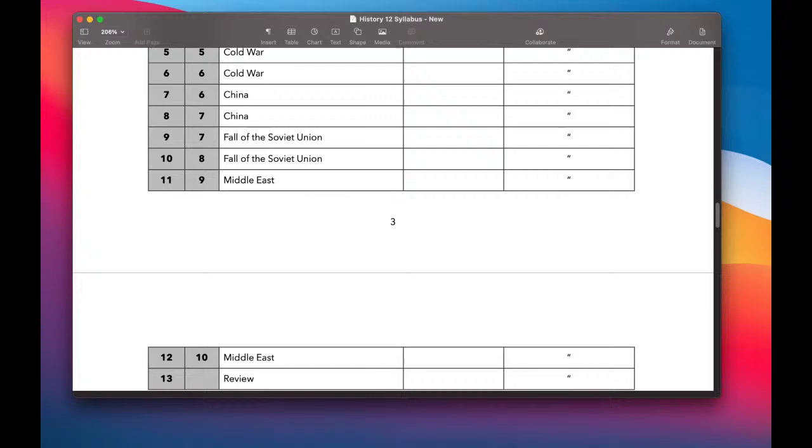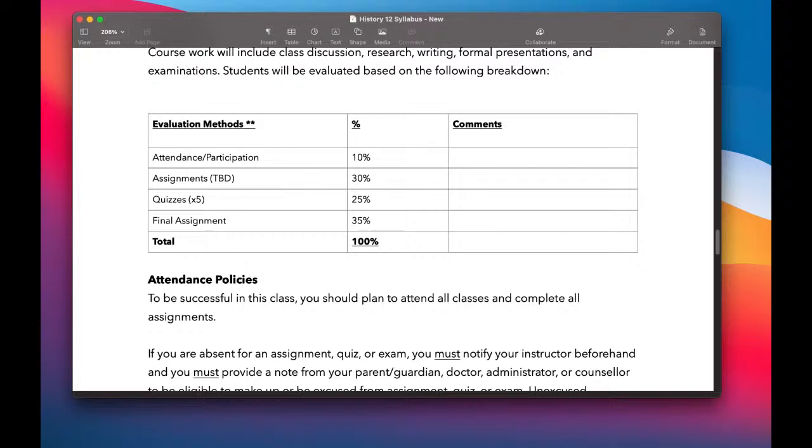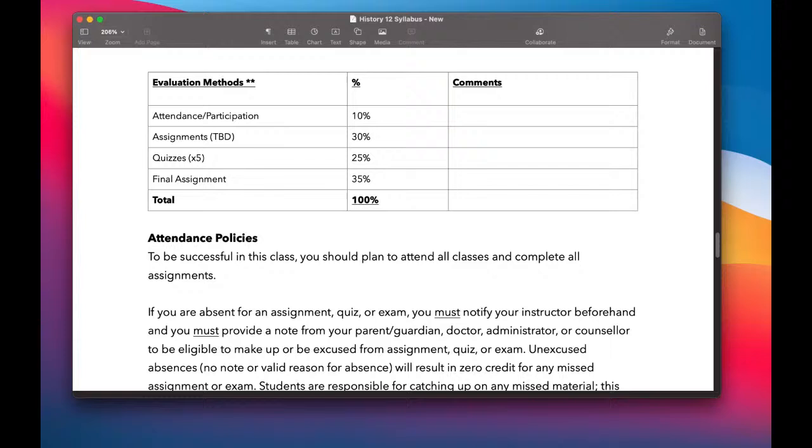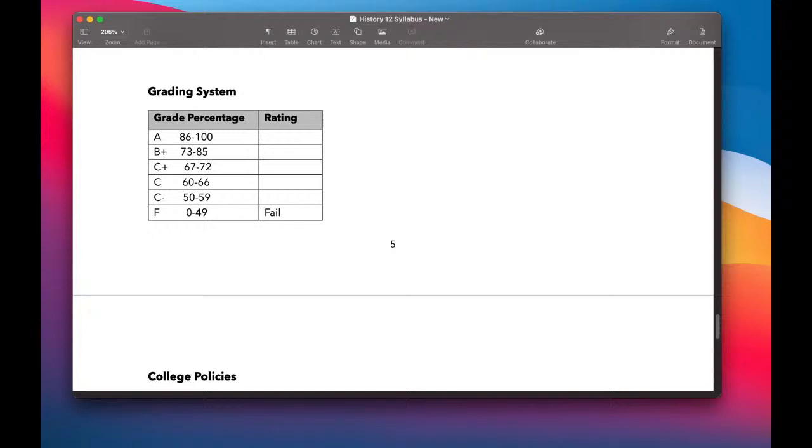Again, that will change. And then I had the evaluation methods here, so your attendance and participation was 10%, so that was showing up in terms of actually being here, but also showing up in terms of paying attention and answering questions and asking them. That's all part of showing up, right? I'll have some assignments for you, which I'm still working on, so you'll see those when it's time. We'll have some quizzes. We'll have a final assignment, which I have an idea of what I want to do, but I haven't quite fleshed it all out yet. And then there's some other information here that you can look at as well, but that's posted for you.